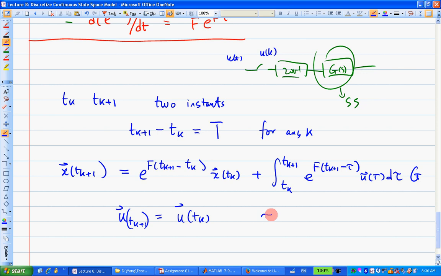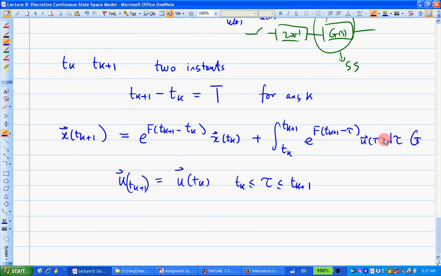And for your tau value between t_k and t_{k+1}, this is not a variable anymore. It's a constant. So if it's a constant, I can just replace this with u(t_k). When you integrate, this has nothing to do with tau anymore, so you can take this term out of the integral. That gives us a slightly different expression.